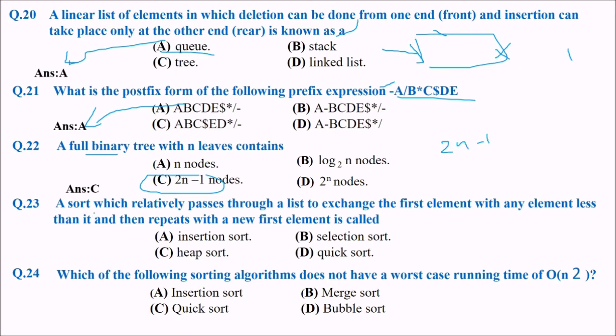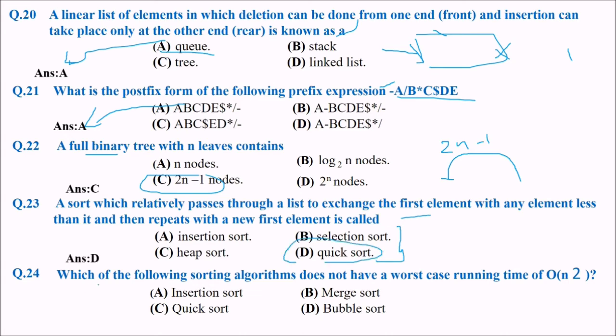A sort which repeatedly passes through a list to exchange the first element with any element less than it, and then repeats with the new first element, is called as, these are the options for you. So you start with the first element and any element less than it, you exchange it, and you repeat it with the new first element. This is the definition of your quicksort.